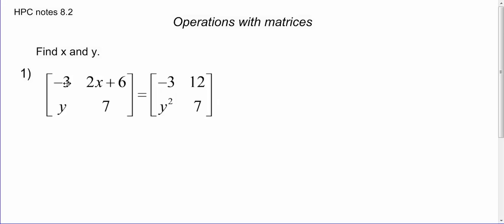And so let's take a look at this. This says to find x and y. Well, what I know is for these two matrices to be equal, the same places have to have the same values. So 2x plus 6 has to equal 12. We can subtract and divide, and very quickly we have found x.